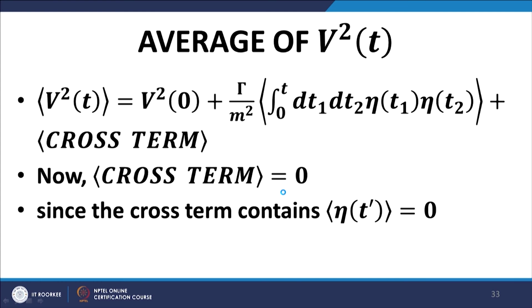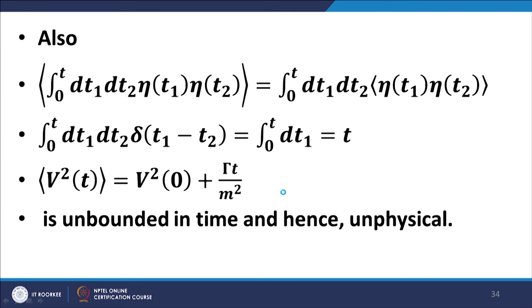Let us go back now. Yes, so let us analyze the second term. We have the integral dt1 dt2 eta t1 eta t2, the average of this. Because the integral is nothing but a sum, we can take this averaging inside the integral, and we can write it as an integral 0 to t dt1 dt2 and the averaging between eta t1 and eta t2.